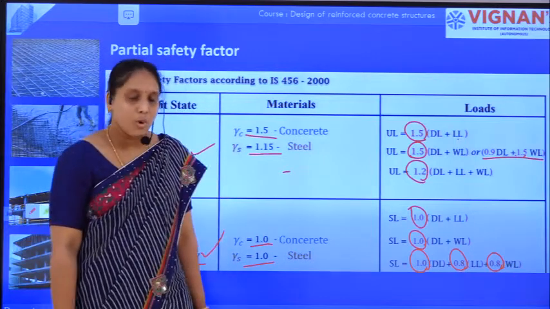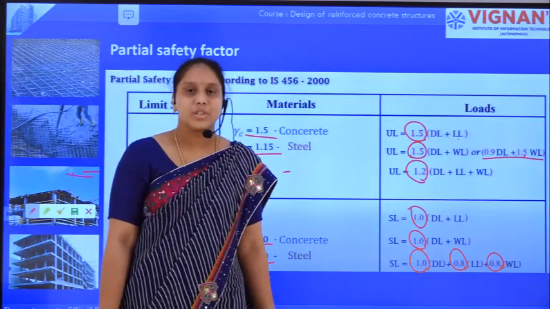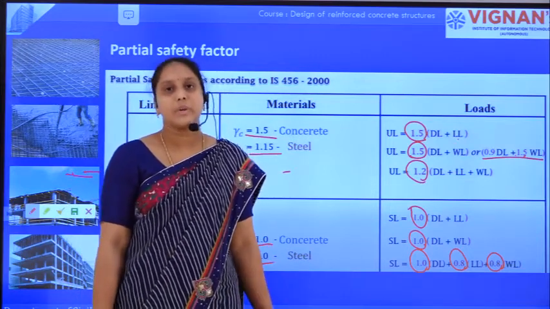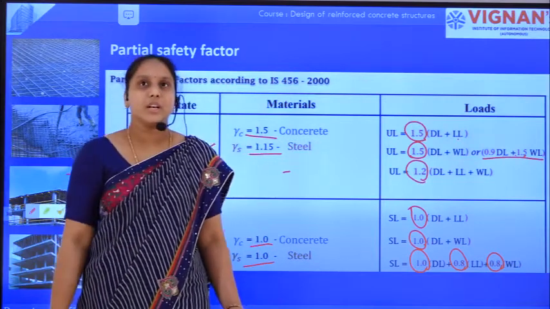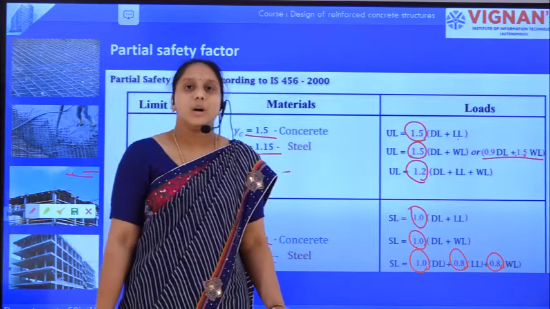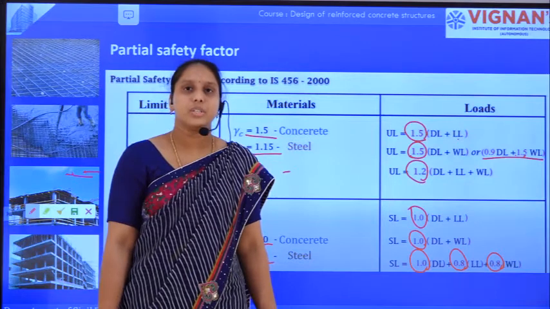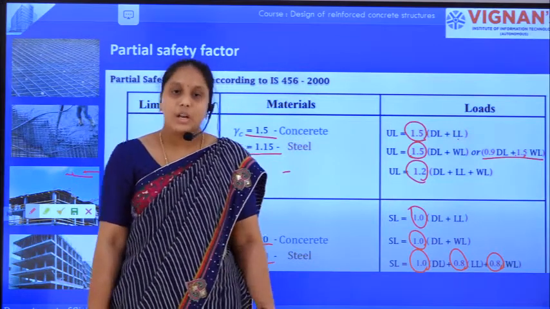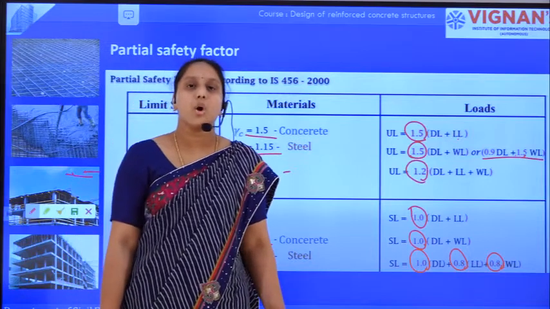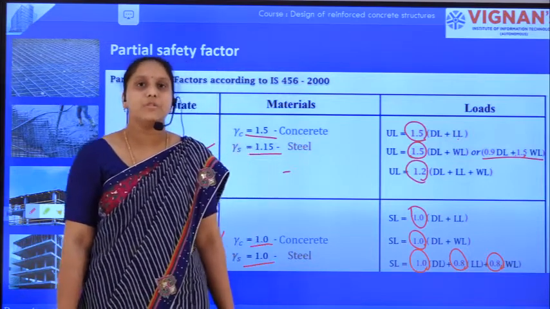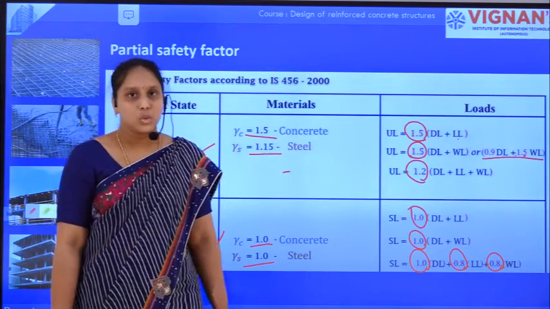Now, till now we have seen what is meant by the limit state method, what the different limit states are, the characteristic loads and strengths, design strengths and loads, and the partial safety factors. Now let us discuss the stress strain curve for concrete as well as the stress strain curve for steel, which is given in IS 456 2000.